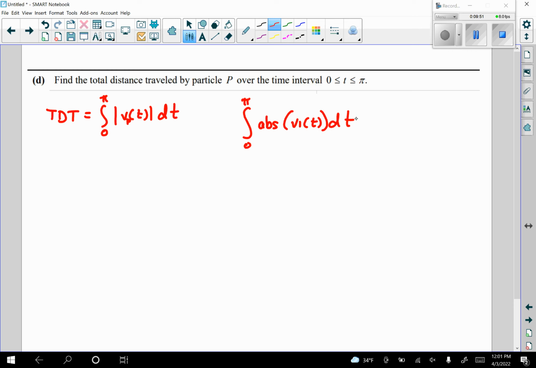And you should be getting 1.931. So you get 1 point just for setting it up and 1 point for the answer. And part D, yes, is that simple, but the hardest part was remembering what formula to use, what integral to use.